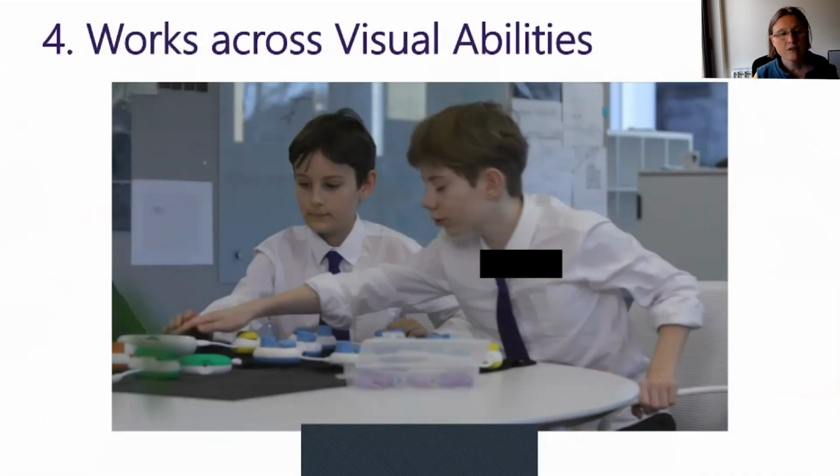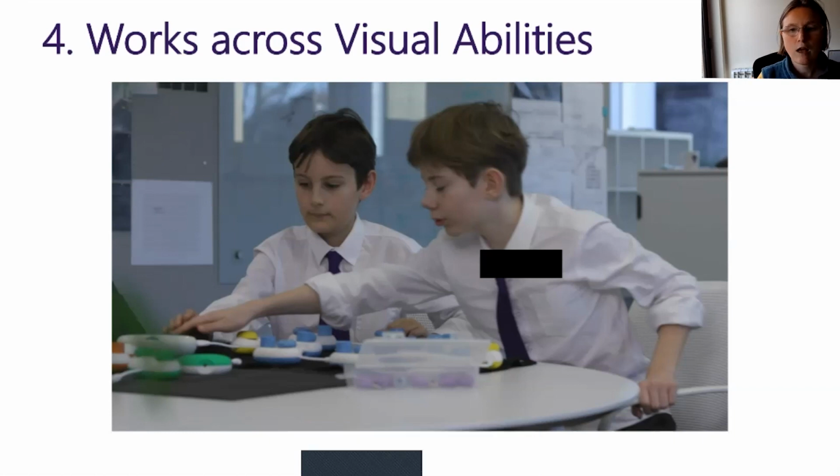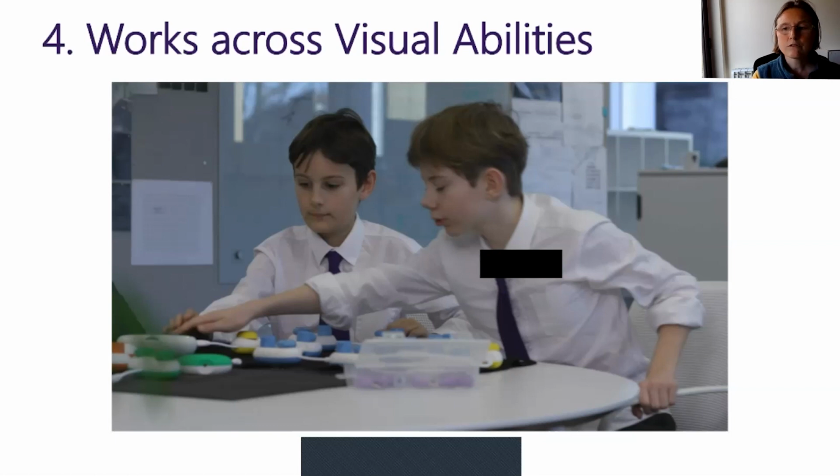So our fourth principle was to make something that was going to work across visual abilities. While we wanted to address the exclusion of blind and no vision kids from learning to code, our vision wasn't one of separate but equal. It was really a vision of inclusive education, a vision of enabling blind children and their sighted peers to code side by side.